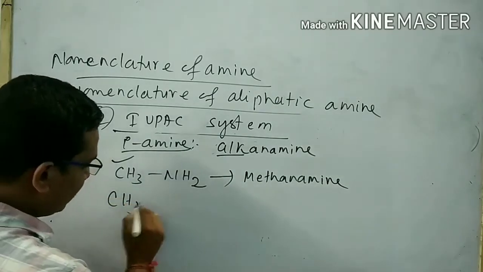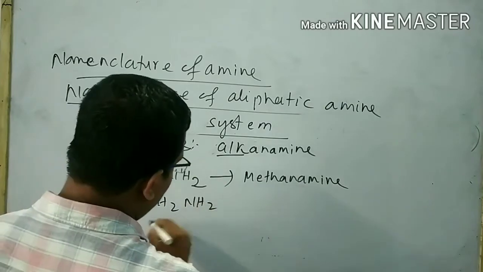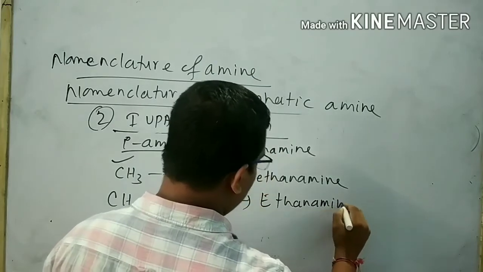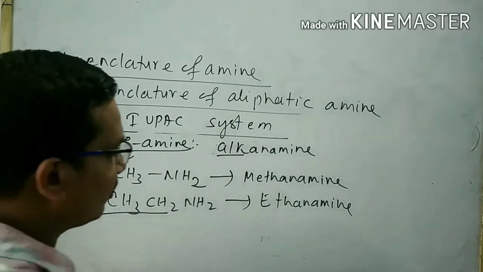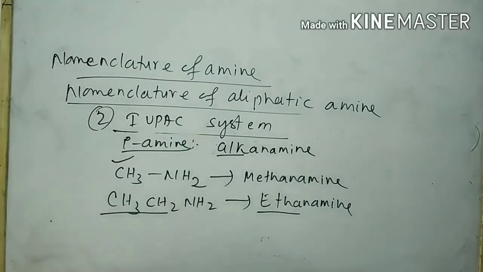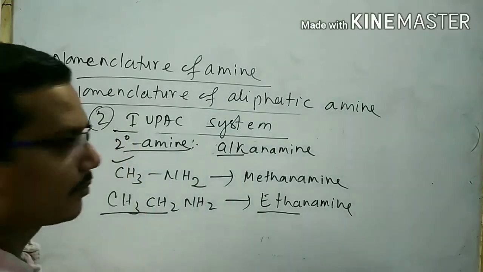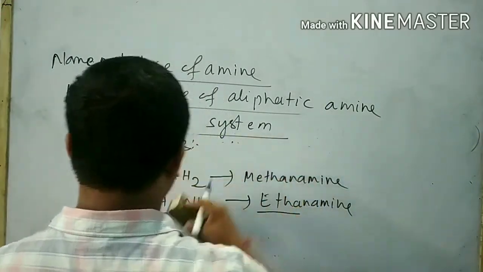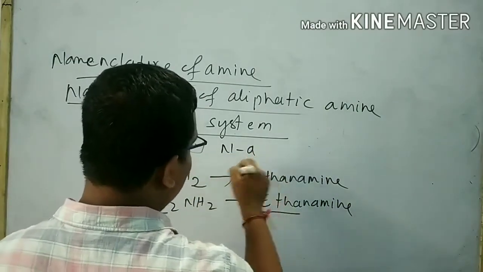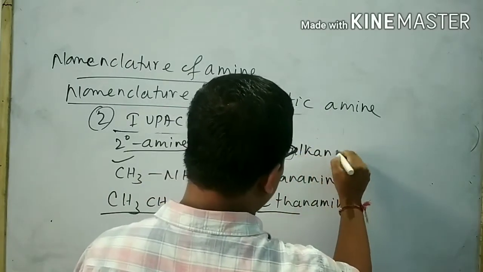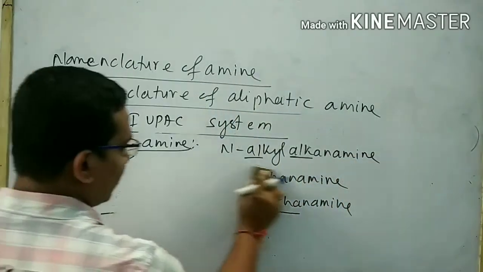Take another example CH3CH2NH2. The name of this compound is said to be ethanamine. Here two carbon atoms present, so eth word is used. Similarly, you can think about another example of 1-degree amine. Next, I will think about the 2-degree amine. The IUPAC name of 2-degree amine is N-alkyl alkanamine. Here N means nitrogen.